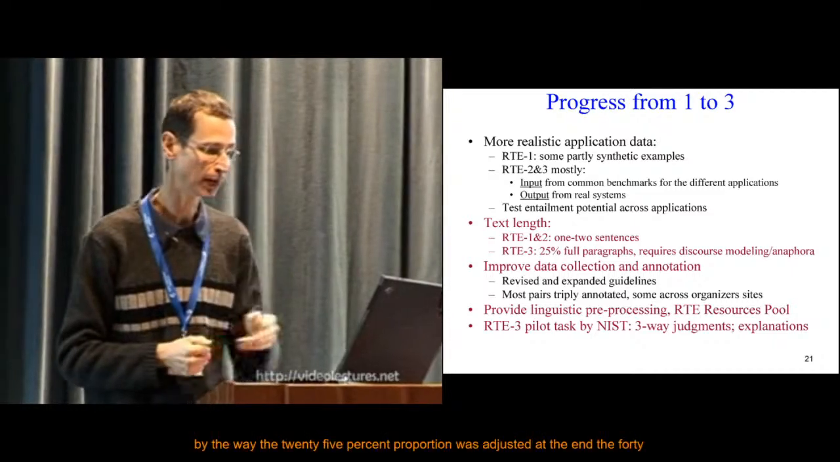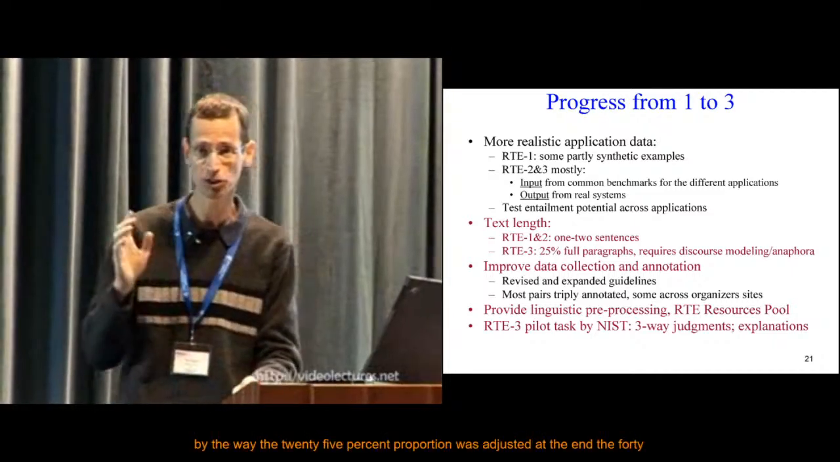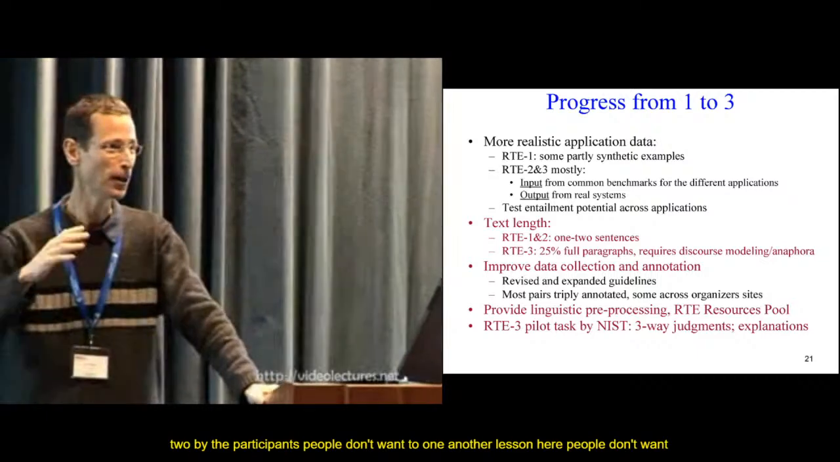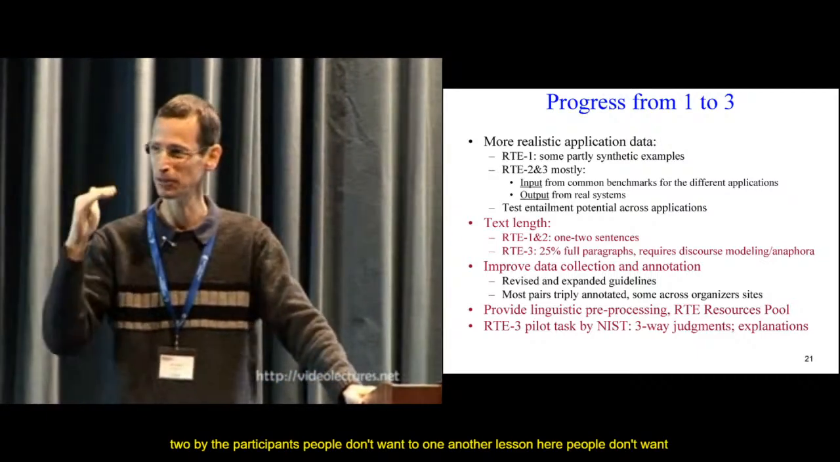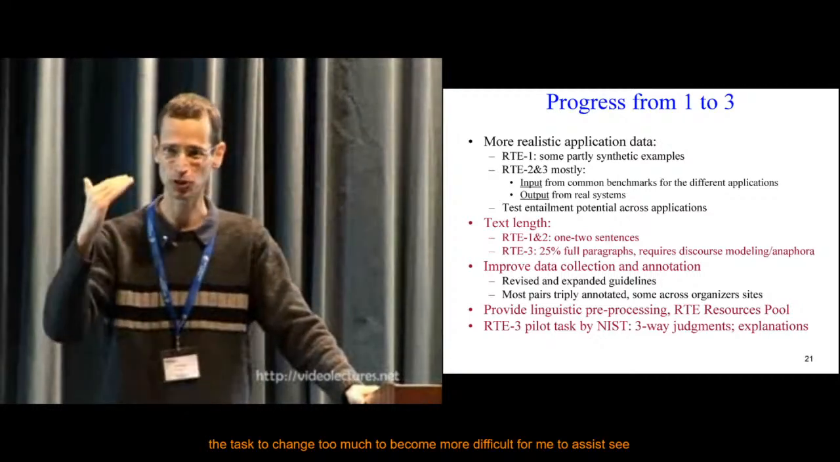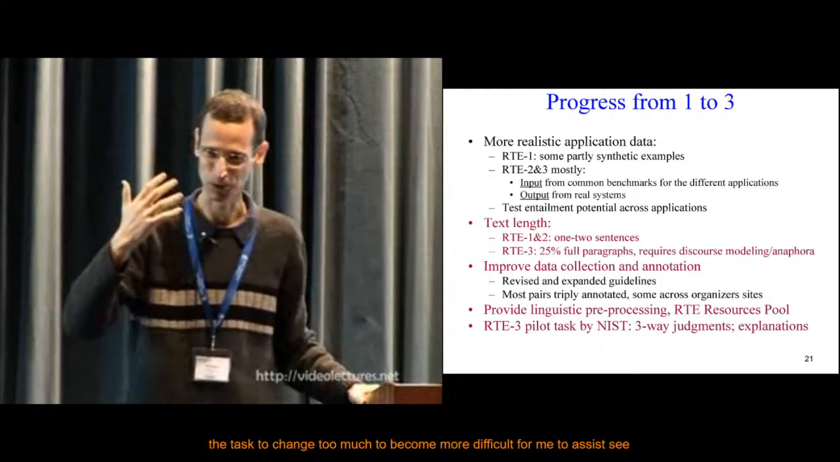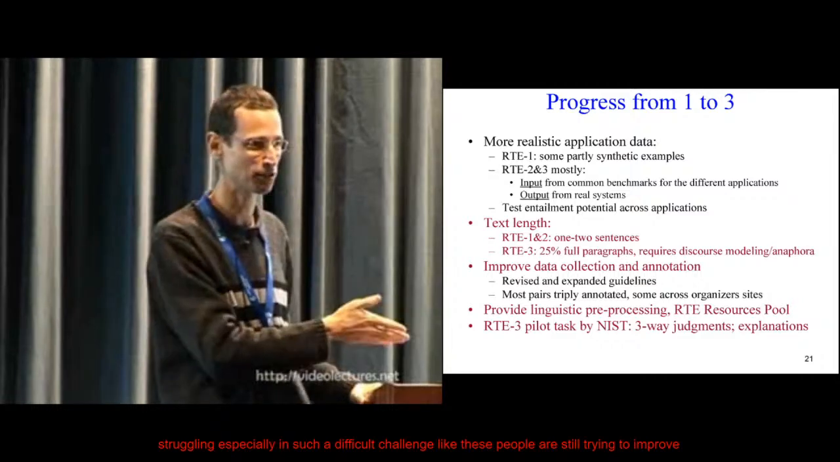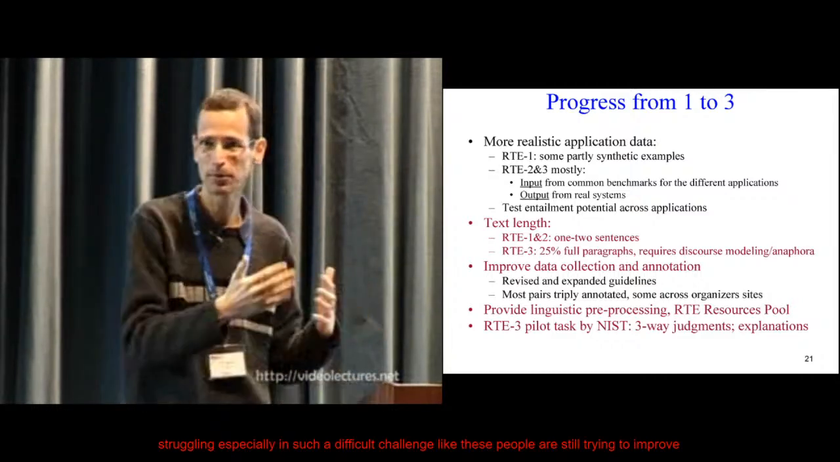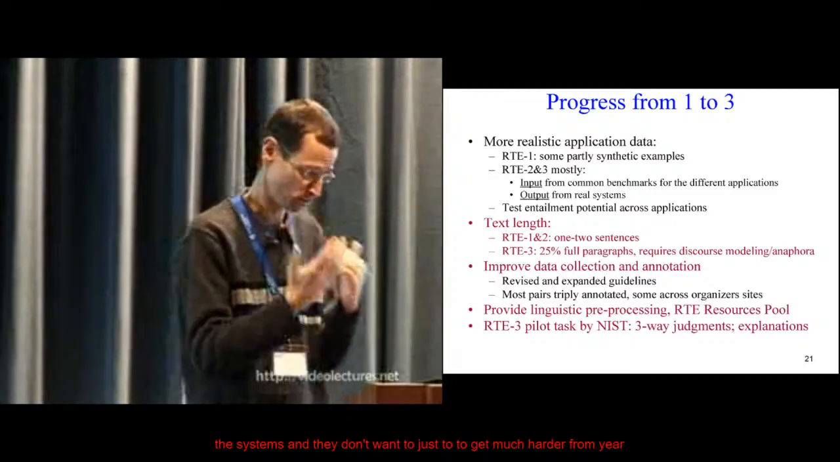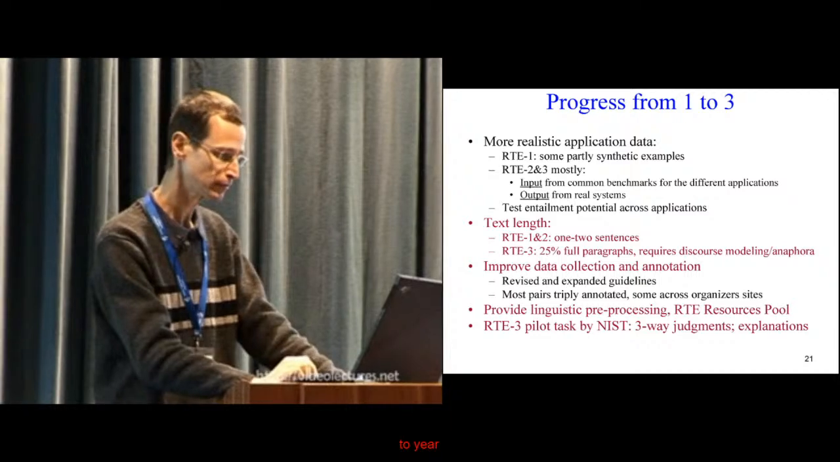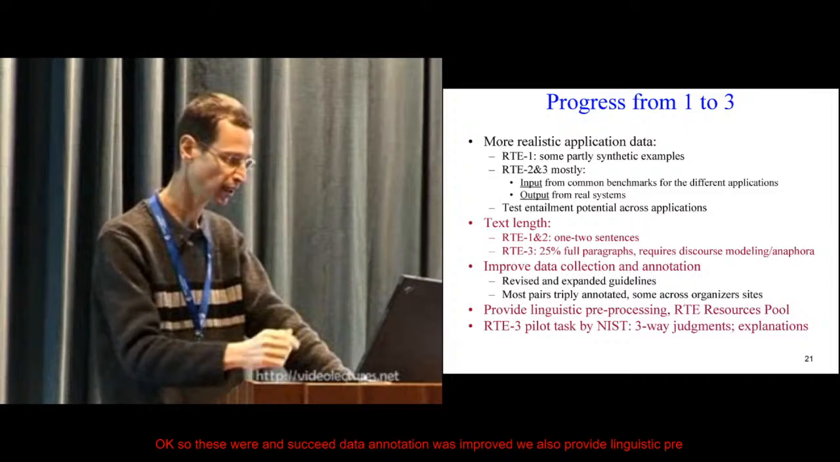And by the way, the 25% proportion was suggested at the end of RTE 2 by the participants. Another lesson here: people don't want the task to change too much or to become more difficult from year to year. They are still struggling, especially in such a difficult challenge. People are still trying to improve the systems, and they don't want the task to get much harder from year to year. Okay, so these were changes, and you see, data annotation was improved.